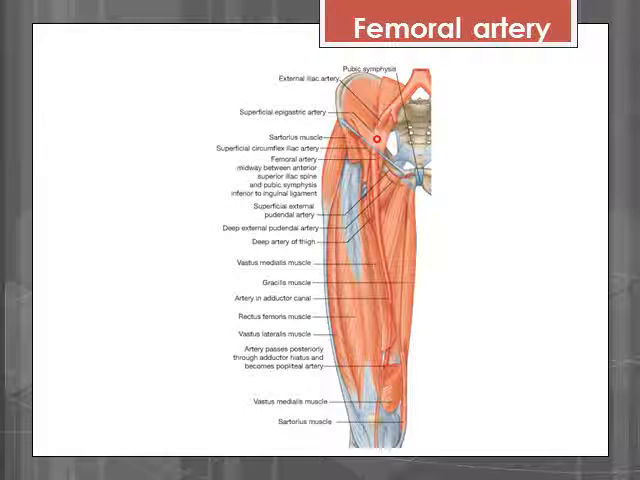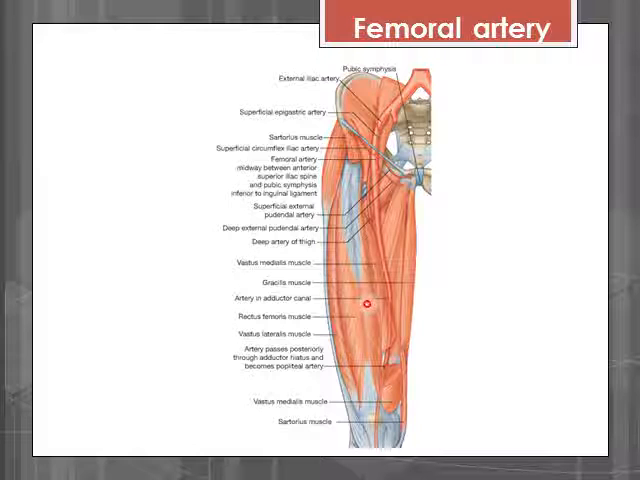The external iliac artery courses below the inguinal ligament at the mid-inguinal point, and enters the thigh as the femoral artery. The femoral artery passes superficial in its upper half in the femoral triangle and passes deep in its lower half in the subsartorial canal. This is the removed sartorius muscle.